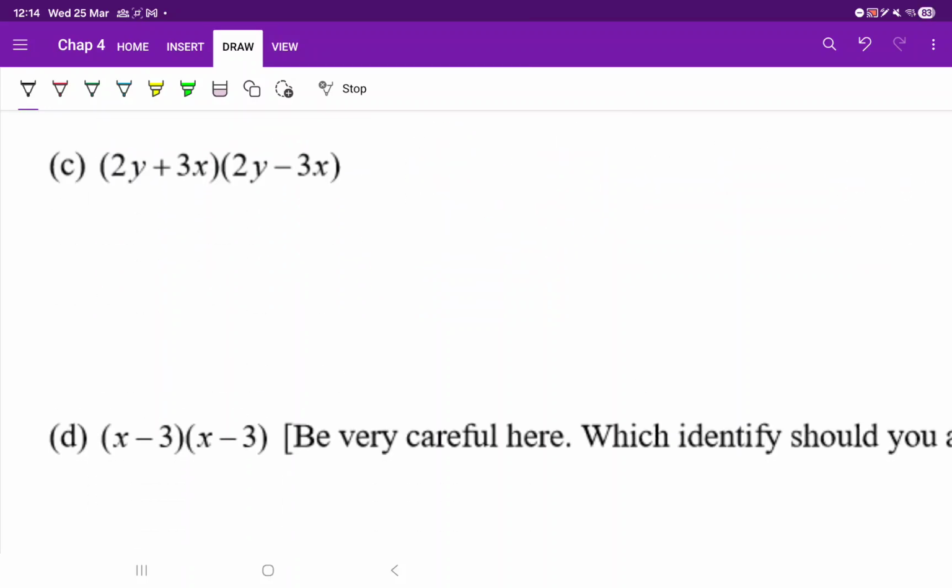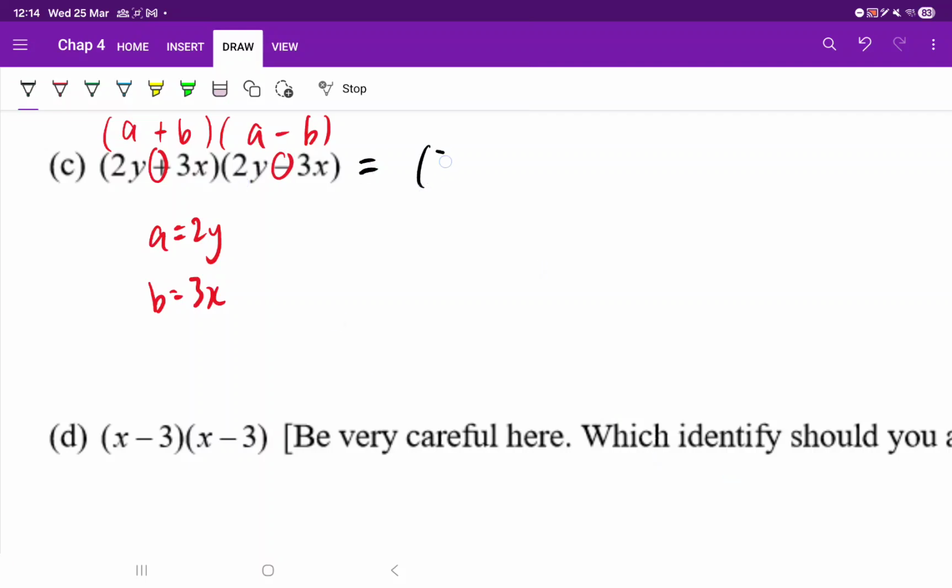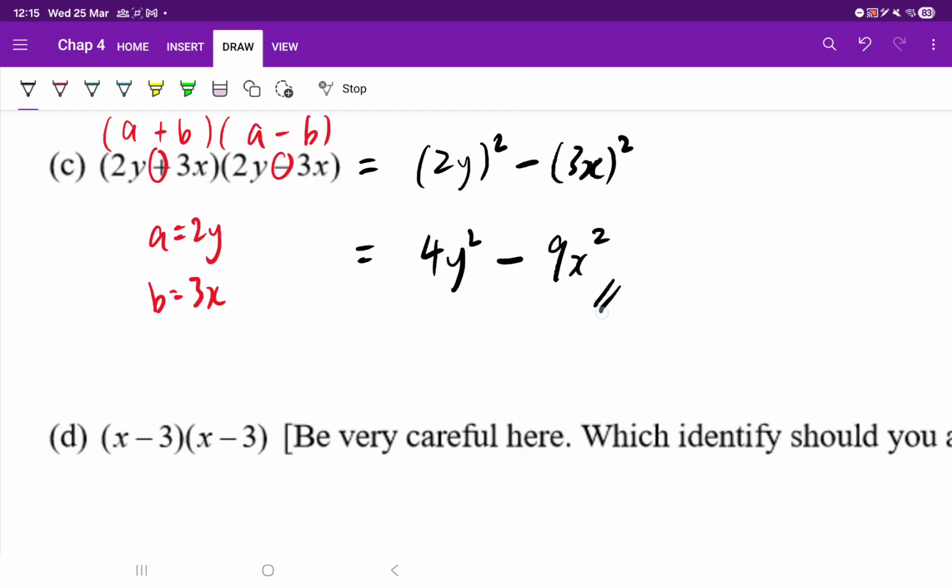Next, C. What is A? I think by now we know this is A plus B, bracket, and this is A minus B. So let's write it down. A is actually 2y, B is actually 3x, because there's a plus and then there's a minus. I'm doing away with the highlighting because I think by now people can see and match the pattern. The formula: A squared, so 2y squared, minus B squared, 3x squared. The power 2 applies to both of them. So 4y squared minus 9x squared.